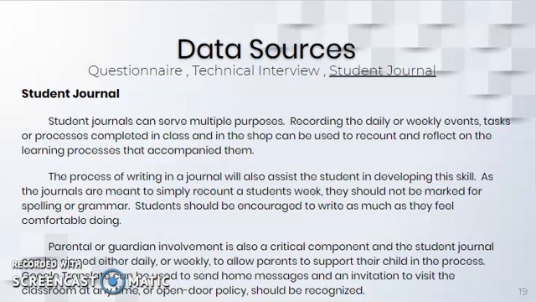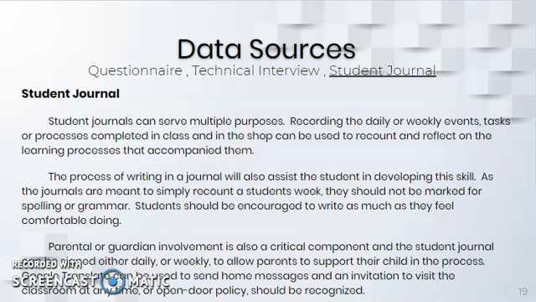And the last piece, and probably one of the most important pieces of data that we can use, is a student journal. Now, a student journal can serve multiple purposes, and it allows the student to record the daily, weekly events, tasks, processes, anything that goes on in the shop. It allows the student to recount and reflect on the learning process, and allows them to also be responsible for what they're working on.